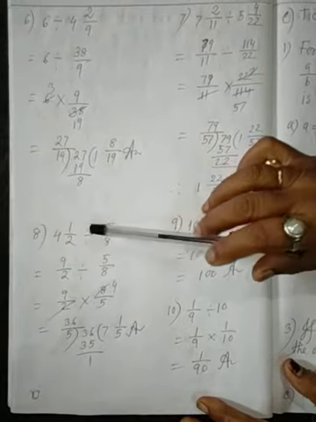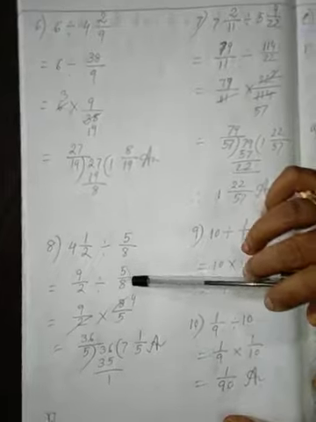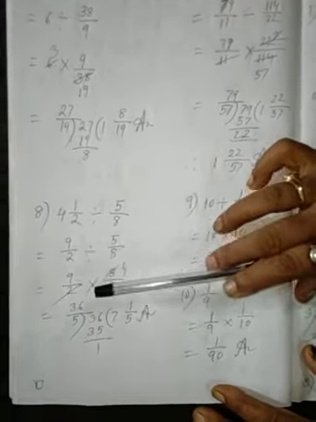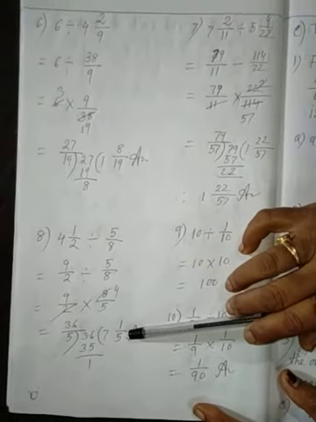8 4 1 by 2 divided by 5 by 8. 4 2 ja 8, 1 9 by 2 divided by 5 by 8. 9 by 2 into 8 by 5. 2 4 ja 8, 4 9 ja 36 by 5. 5 7 ja 35, 1, 7 1 by 5.